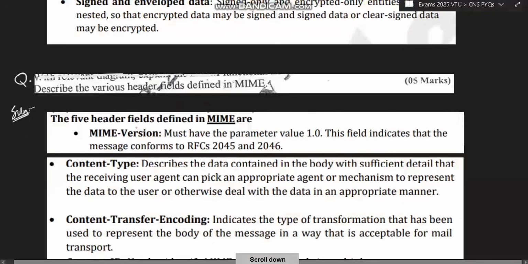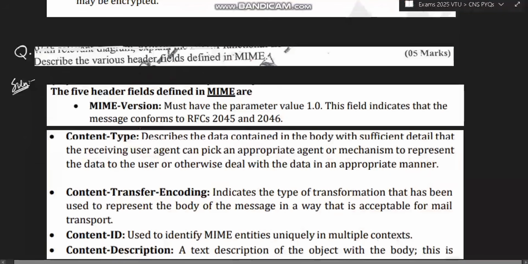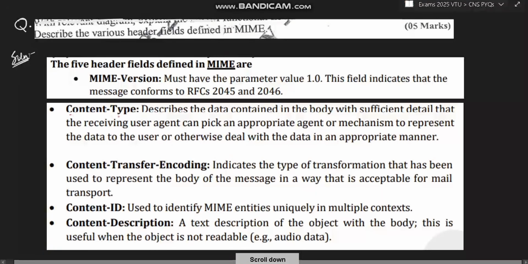Now, describe the various header fields defined in MIME. There are 5 header fields. First one is the version of MIME. Second is the content type, what kind of content you are transferring. Then the transfer encoding, what kind of algorithm you are using to transfer the data. And content ID: for each MIME, there will be a unique content ID identifying a particular part of the message. And the description of that message will be present.